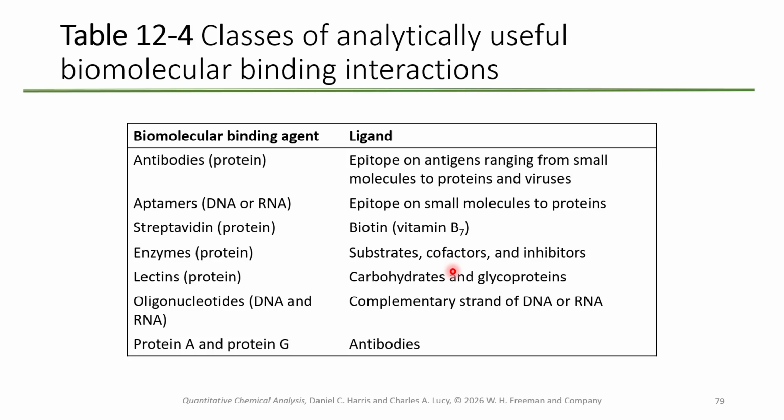The aptamers, this DNA or RNA, have epitopes from small molecules to proteins. We have biotin as your ligand right here, binding to this protein. We have enzymes, of course, binding to different cofactors, substrates, inhibitors. A lot of vitamins are cofactors, by the way, in case you're curious what is going on there.